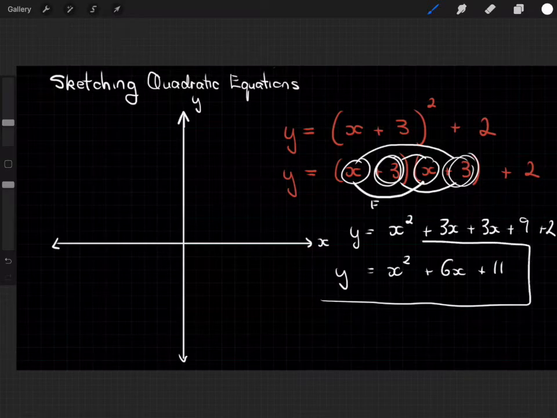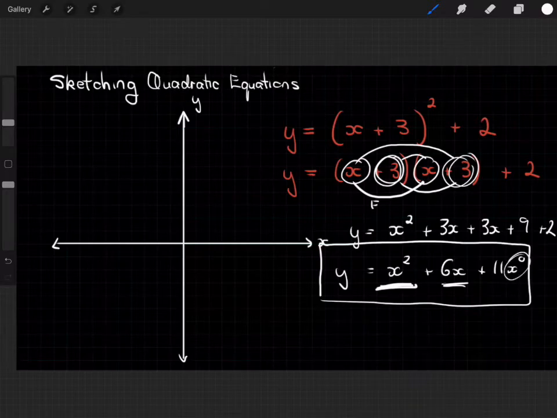That is a quadratic equation. Why? Because it's got an x squared term. It's also got an x term and an x to the 0 term. Remember, x to the 0 equals 1. So 11 times x to the 0 is just 11. So all of those are examples of quadratic equations.